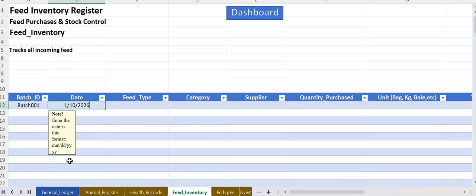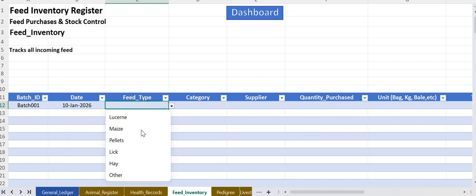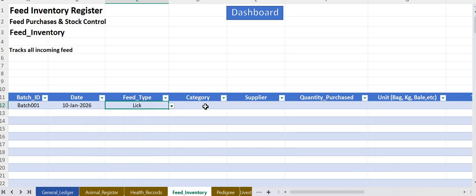And then it says there to enter the date in this format, please. First the month, and then the date, and then the year. Now, what type of feed was this? Was it Lucerne? Was it something else? So let's say maybe it's leek.